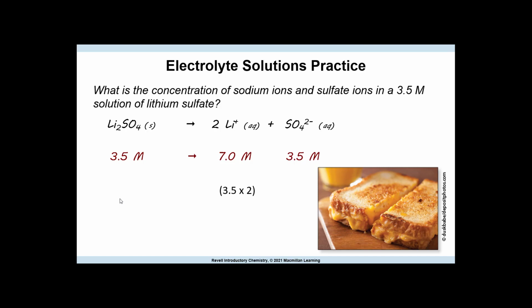Notice that we get 2 moles of lithium ions for each mole of lithium sulfate. As a result, the concentration of lithium ions is 2 times 3.5 molar, or 7 molar. Since there's only 1 mole of sulfate in each mole of lithium sulfate, the concentration of sulfate ions is 3.5 molar. So you take the concentration and you basically multiply it by how many there are. So in this case, that's where the 2 times 3.5 comes in, and here it's 1 times 3.5.